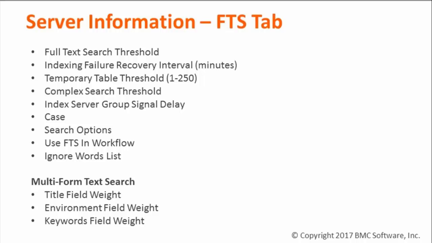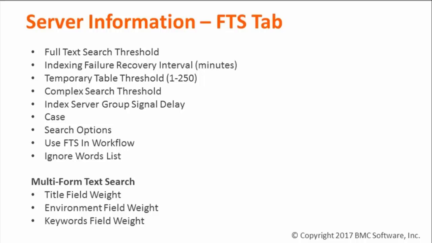And the option for FTS and workflow controls whether the server uses full-text searches when executing queries during workflow that have full-text index fields in the qualification. The ignored words list defines words that are ignored during indexing. And the multi-form text search allows you to find relevancy for the following items: the title field weight, environment field weight, and/or key field weight, keywords field weight.